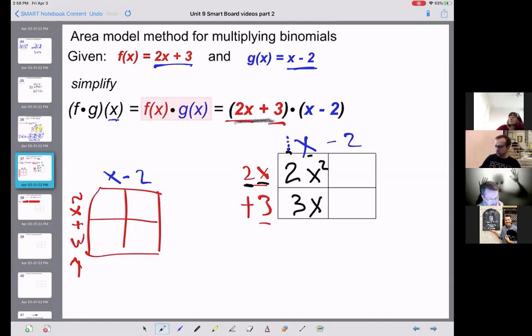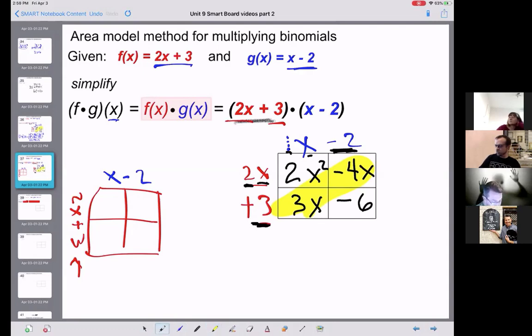Then I go across, 2 times negative 2 is negative 4, and I have an x here. And then I have 3 times negative 2 is negative 6. And again, you'll note, because we have them in order, that the diagonals are like terms. But if you do not see that, then I would just write it out.